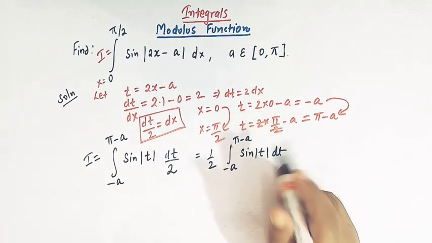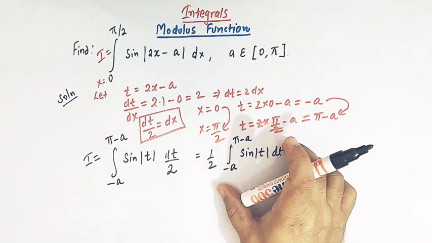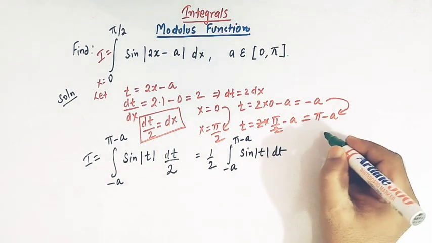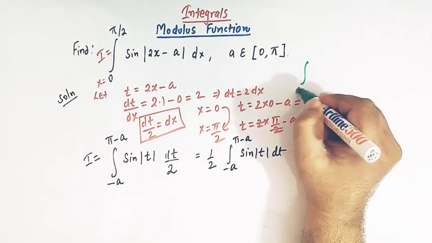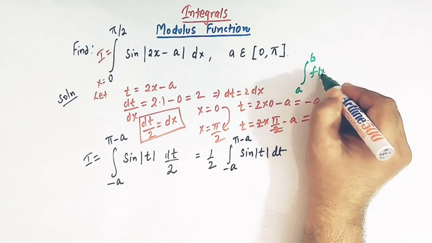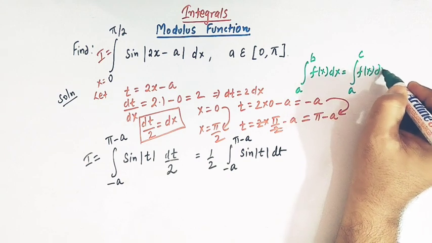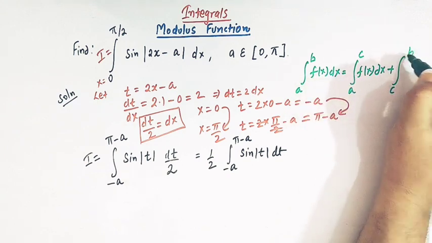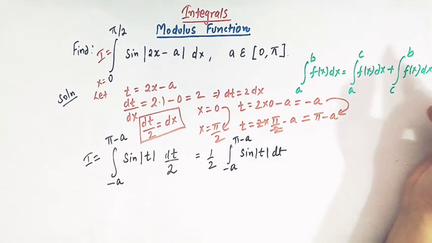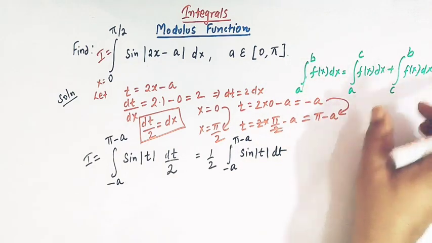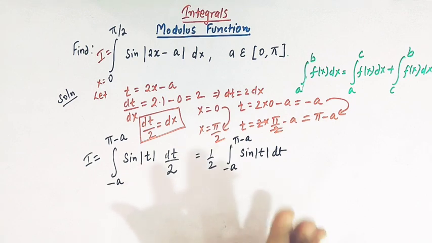Now see, here what we will do is make use of the definition of mod function and one important property of definite integrals. Now see, we know an important property of definite integrals, that is, the integral from a to b of f of x dx can be written as a to c f of x dx plus c to b f of x dx, right? When c lies between a and b, right? So this property shall be used here.